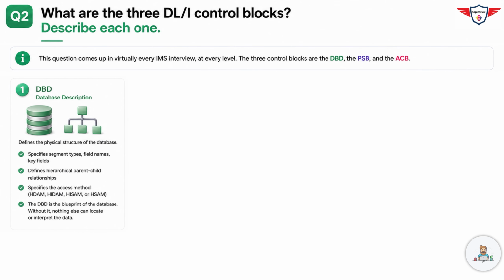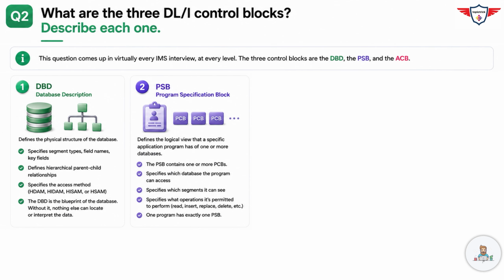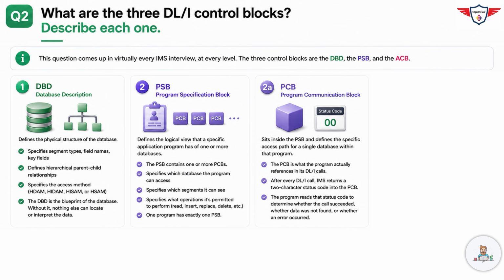Now, the next question is, what are the three DL/I control blocks? Describe each one. And this question comes up in virtually every IMS interview at entry level. Now, there are three control blocks, that is DBD, PSB, and ACB. The DBD is the database description. It actually defines the physical structure of the database.